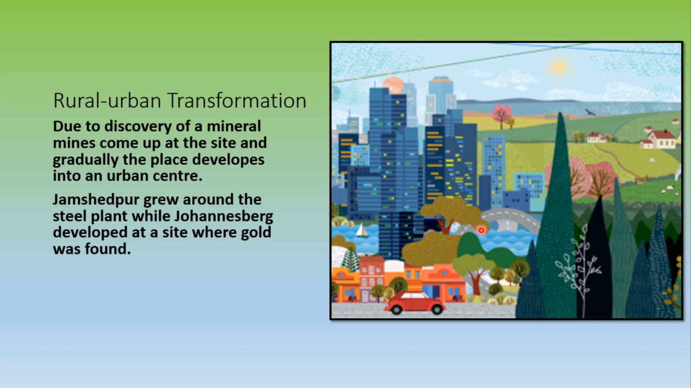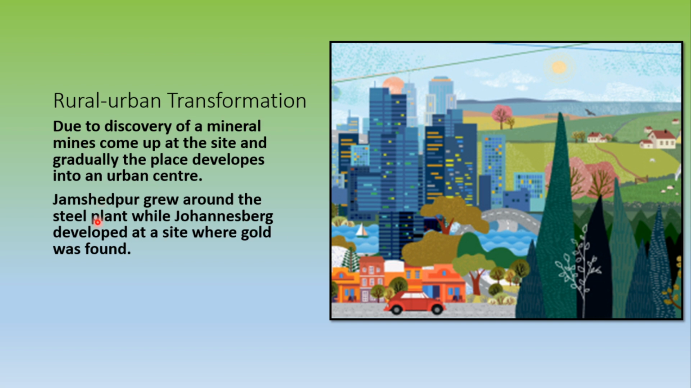As far as rural-urban transformation is concerned, many times it has been found that rural areas transform into urban areas in the course of time, mainly because of resource utilization. For instance, if a new mineral is discovered, then that site becomes an area for mining. Factories, housing facilities, power supplies, transport all begin to develop in that area, and gradually that place transforms from a rural area to an urban area.